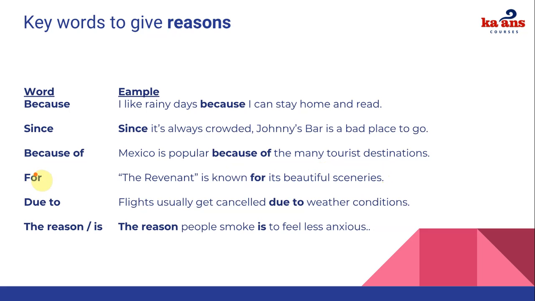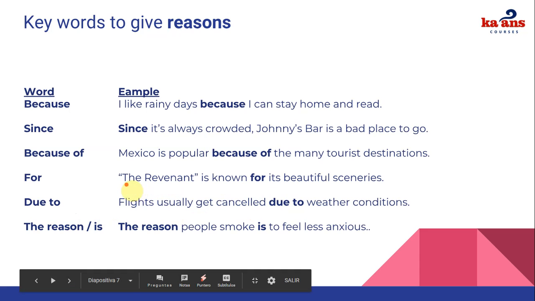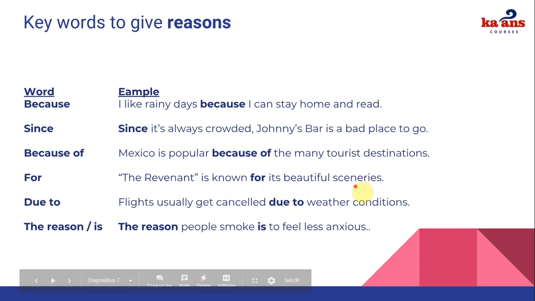Then we have the word for. Right, in this case, well, I don't know if you've watched the movie The Revenant. It was a very popular movie during this decade. And well, if you ask, why is it such a popular movie? Well, first of all, the bear scene, right, where Leonardo DiCaprio fights with a huge bear, but that's not the case. In this case, The Revenant is known for its beautiful sceneries, right? So yes, it is maybe an interesting movie, but also the film and the sceneries are beautiful, right? So you could say something like, The Revenant is known for its beautiful sceneries.